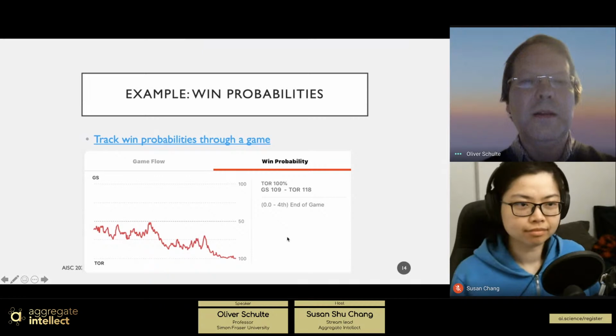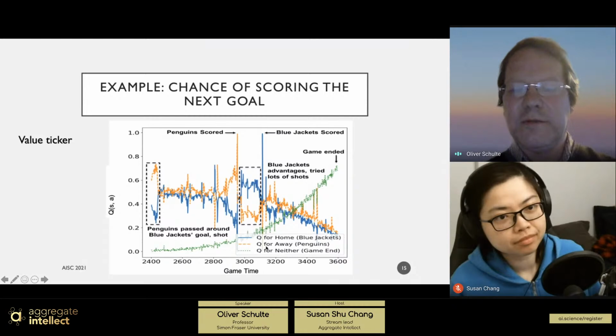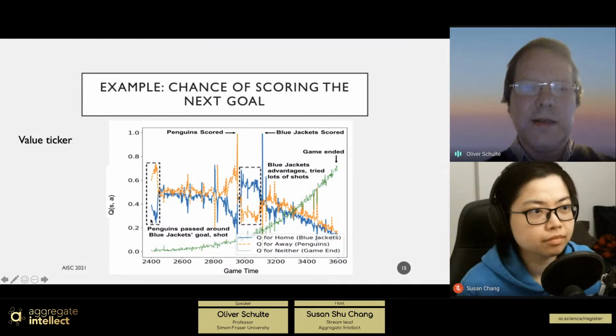Here's another example, this one from my group for the NHL, a game between the Penguins and the Blue Jackets. In orange here, we have the probability that the Penguins will score the next goal. At the beginning, around 2400 seconds, the Penguins are on the attack, so they have a fairly high chance of scoring the next goal. But the Blue Jackets defend, which brings down the probability.